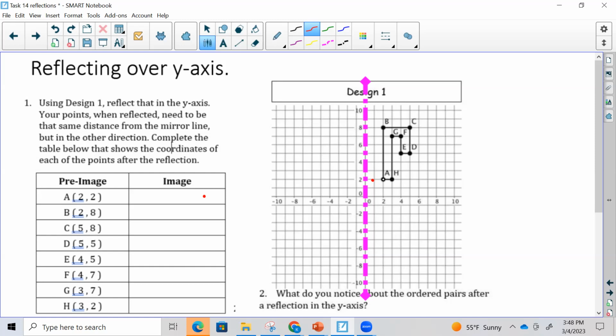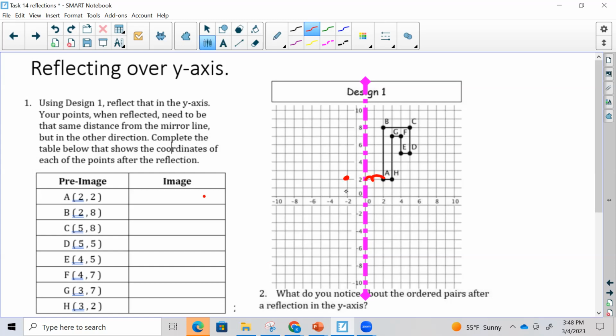So we'll start with A, and we count to our line of reflection. If I count from A to my line of reflection, I go over 1, 2, and then I count that same distance on the other side of the line. So every point needs to be the same distance from that line. So I'm going to count 1, 2, and make a point.